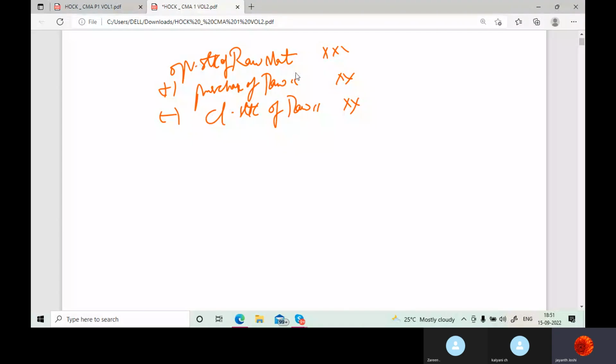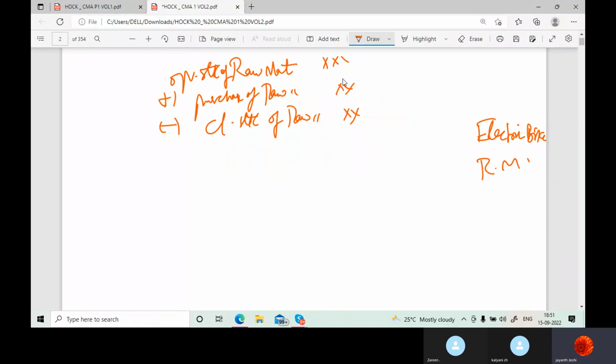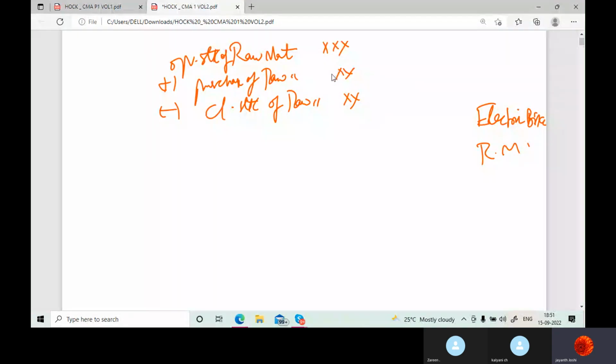So we start with the opening stock of raw material. Of course, when you make a product, like if I say an electric bike, the first and foremost thing that comes into the picture is raw material. So you'll be having some raw metal with you, and then you'll be purchasing raw metal if required. Whatever the closing stock of raw metal is there, you're not going to use. Of course, that is leftover for you, so you're going to deduct it. And then you have raw material consumed.